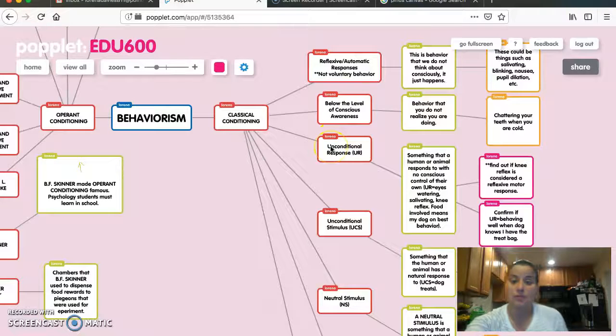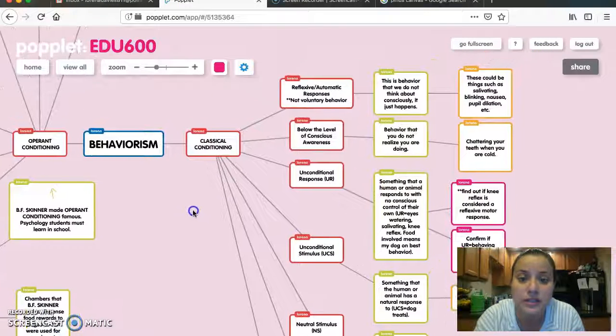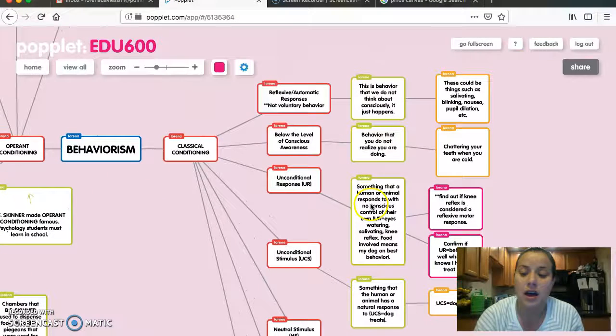I put our red terms, terms that we should know, in the red boxes. So that way it kind of prompts my brain to be like, okay, remember this one, it's important. The first one we have is reflexive automatic responses, which is not voluntary behavior. The green is where I have put my take on it, what it means. This is behavior that we do not think about consciously, it just happens. And then I'll put the example over here in orange. These could be things such as salivating, blinking, nausea, pupil dilation, etc.